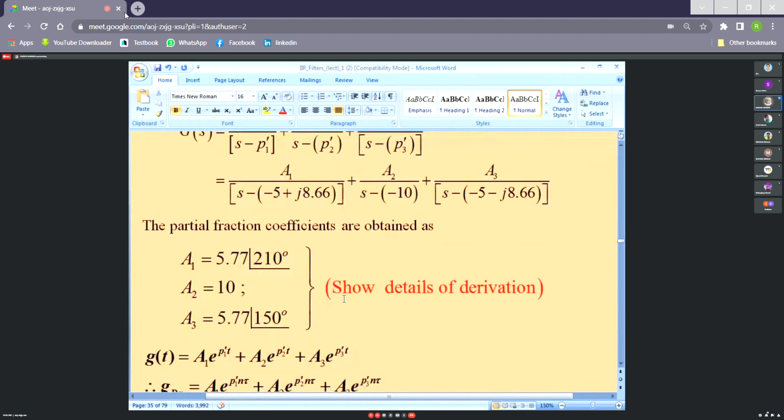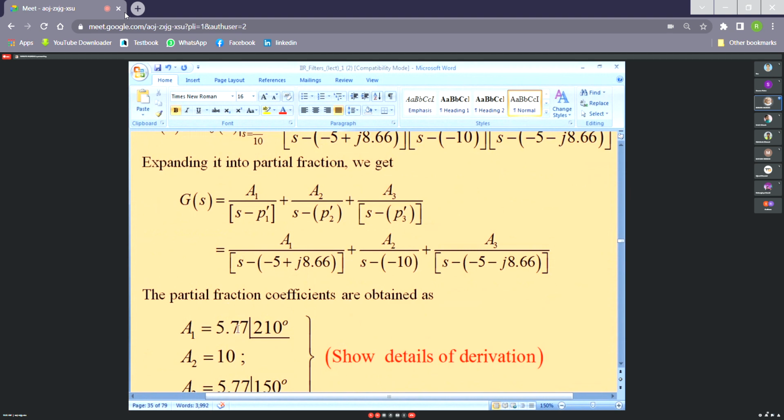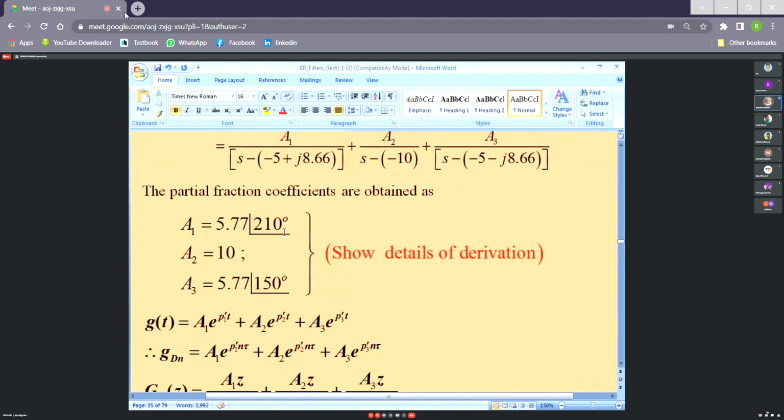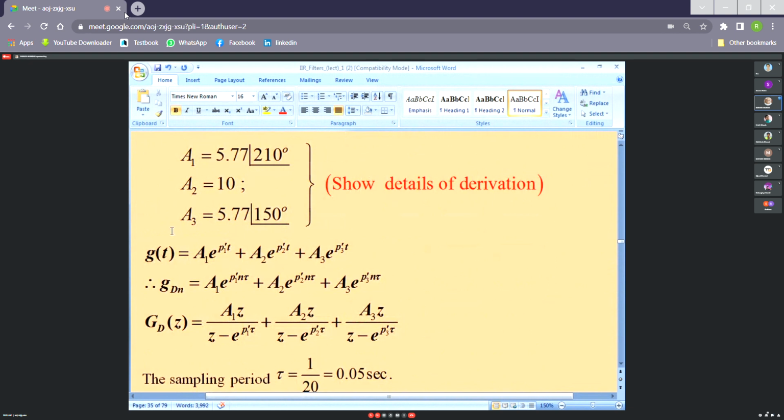I have not shown the details of the derivation, but when you're in the exam, you have to show the details of the derivation. A1 is obtained as 5.77 argument 210 degree, A2 as 10, and A3 as 5.77 argument 150 degree. Remember, A3 and A1 will form a complex conjugate pair. So if this is G(s), on substituting A1, A2, A3, you get G(s). Correspondingly, taking the inverse Laplace transform, the expression for the impulse response will be as indicated here.